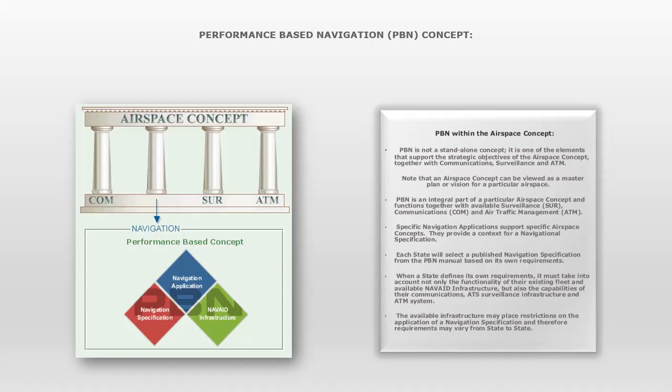Specific navigation applications support specific airspace concepts. They provide a context for a navigation specification. Each state will select a published navigation specification from the PBN manual based on its own requirements. When a state defines its own requirements, it must take into account not only the functionality of their existing fleet and available nav aid infrastructure, but also the capabilities of their communications, ATS surveillance infrastructure and ATM system. The available infrastructure may place restrictions on the application of a navigation specification, and therefore requirements may vary from state to state.